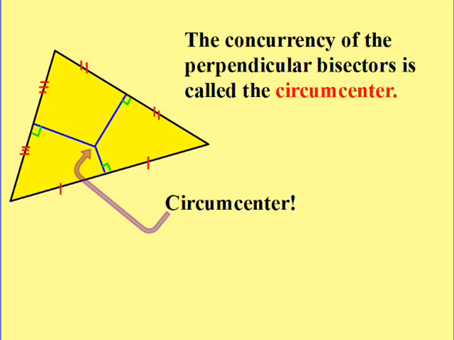We do give a special name to the concurrency of perpendicular bisectors. We call it the circumcenter. So that's this point right here, the circumcenter. Let's make that big and bold. There we go, circumcenter. Ta-da!